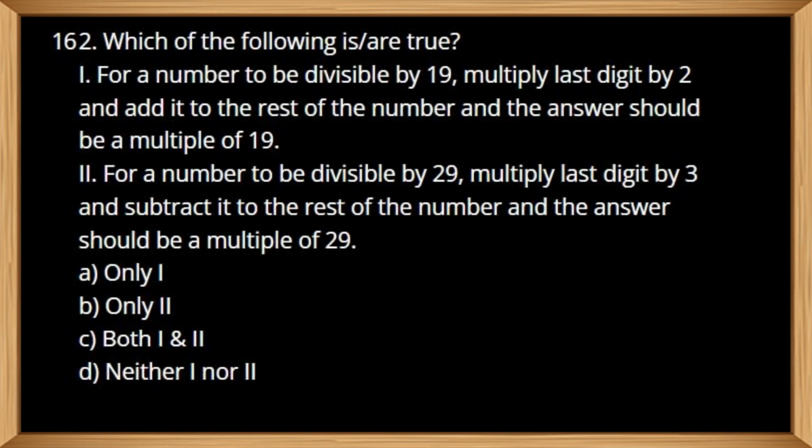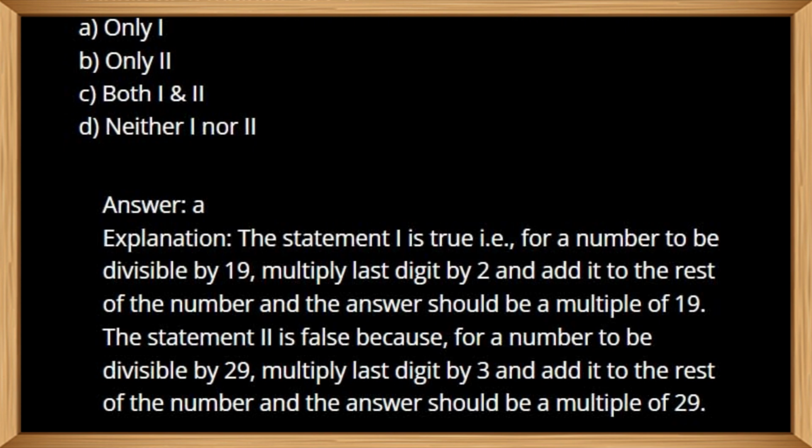1. For the number to be divisible by 19, multiply the last digit by 2 and add it to the rest of the number, and the answer should be a multiple of 19. 2. For the number to be divisible by 29, multiply the last digit by 3 and subtract it from the rest of the number, and the answer should be a multiple of 29. Option A, only 1.